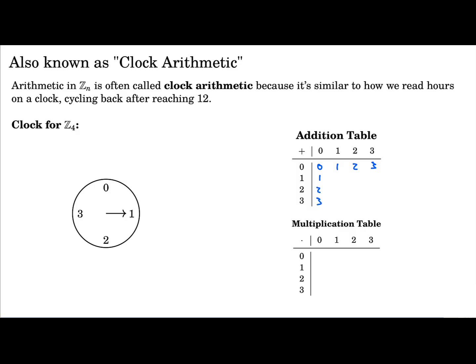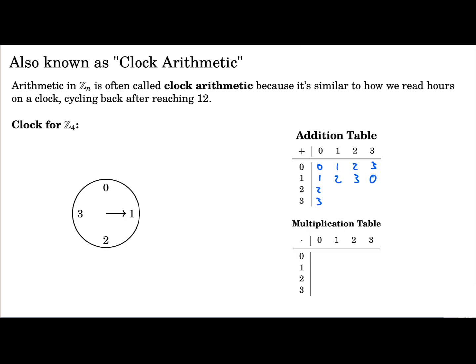Now, when you do 1 plus 1, in the clock that is going to be 2. When you do 1 plus 2, it'll be 3. When you do 1 plus 3, you go 1, 2, and 3. So 1 plus 3 is 4, but in Z4, when you divide by 4, the remainder is 0, right? And so that's why you end up at this 0 here.